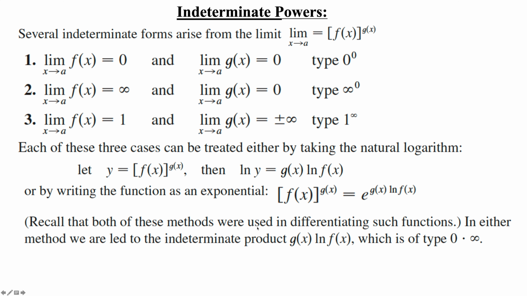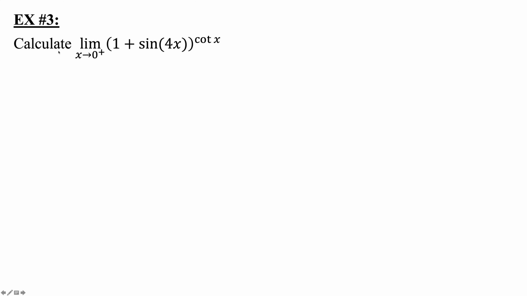So both these methods were used in differentiating such functions. In either method, we are led to the indeterminate product of g of x times the natural log of f of x. As you can see, it's either in the exponent or it's in here in the first one as well. And this would be a 0 times infinity situation.